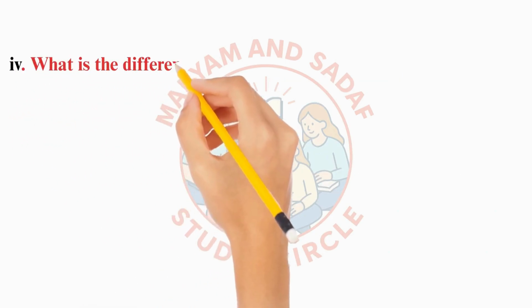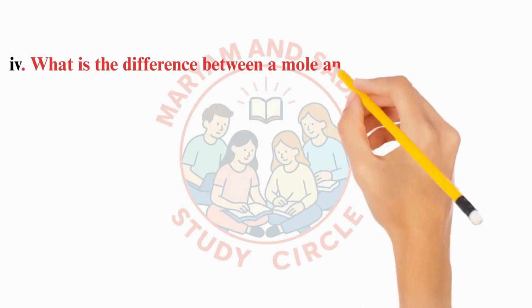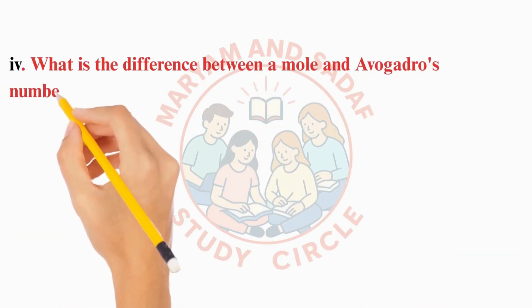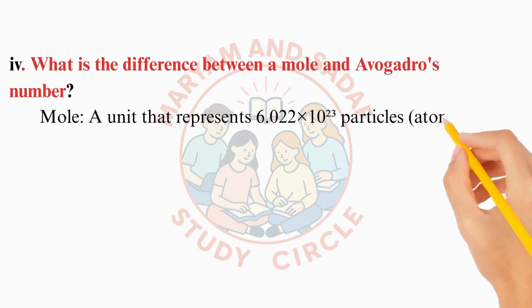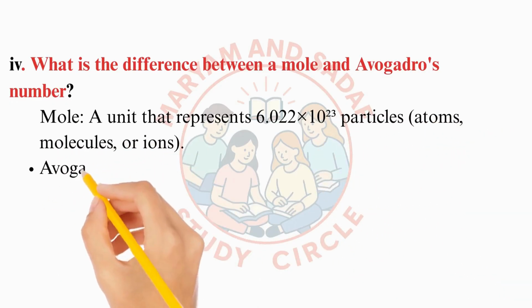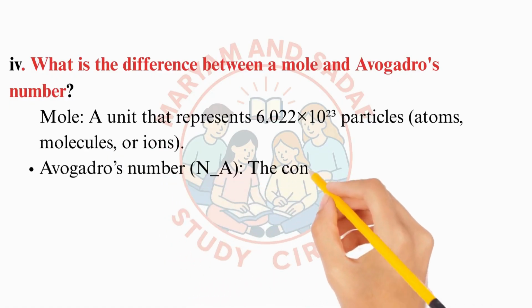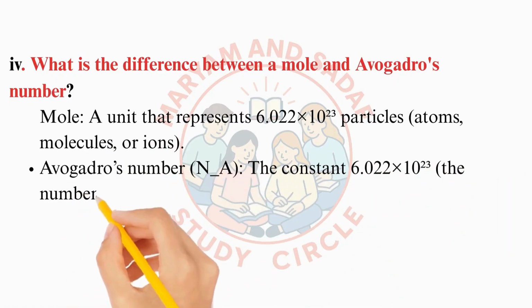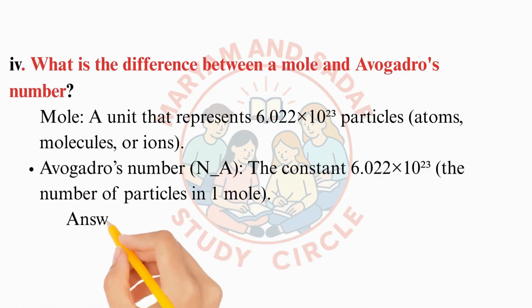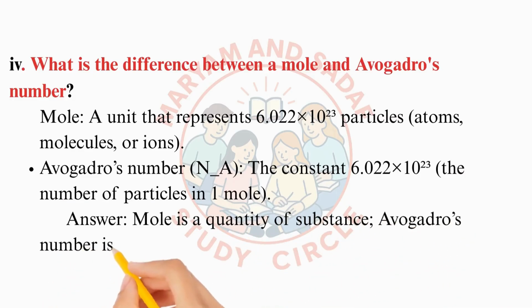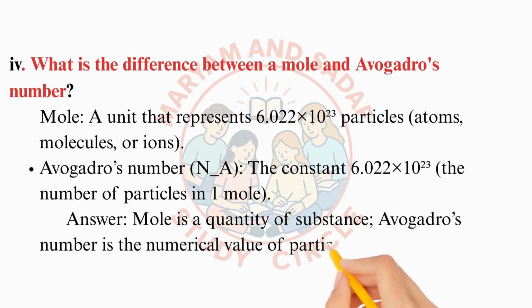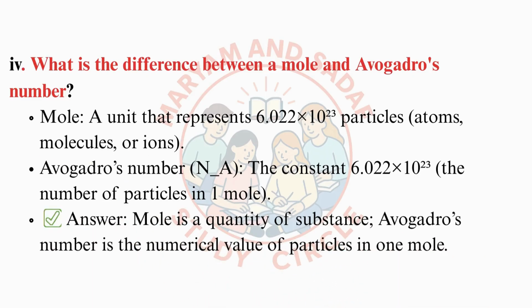What is the difference between a mole and Avogadro's number? Mole: a unit that represents 6.022 times 10 to the 23rd particles, atoms, molecules, or ions. Avogadro's number, NA: the constant 6.022 times 10 to the 23rd, the number of particles in 1 mole. Mole is a quantity of substance. Avogadro's number is the numerical value of particles in 1 mole.